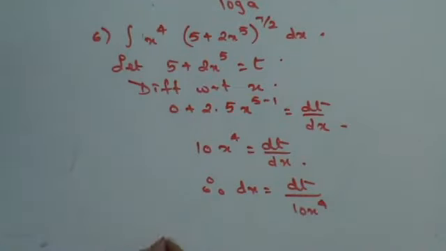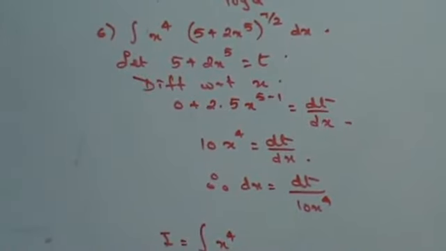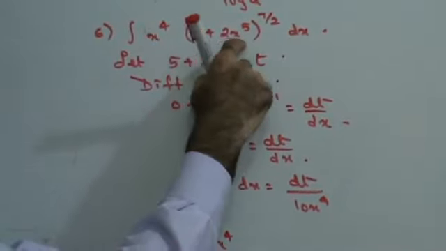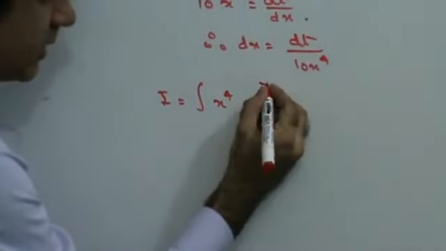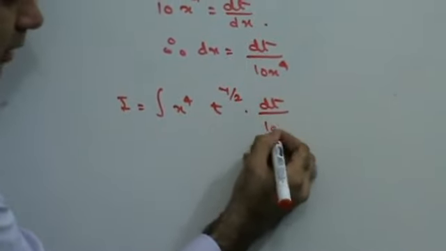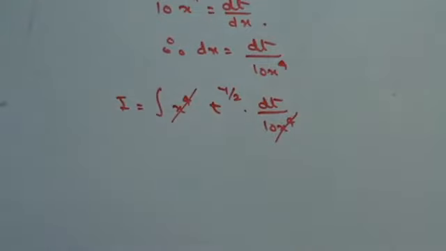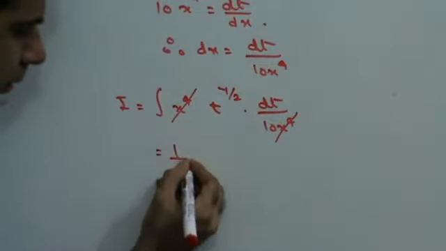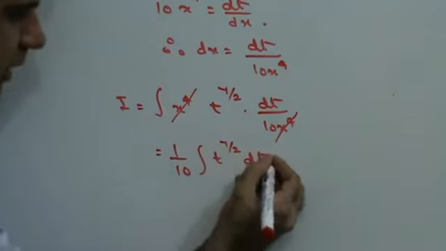Let's start with the sum. I can say I is integral of x raised to 4 times (5 plus 2x raised to 5) the whole raised to 7 by 2. The bracket 5 plus 2x raised to 5 can be written as t, so that is t raised to 7 by 2. dx can be written as dt upon 10x raised to 4. x raised to 4 and x raised to 4 get cancelled. 1 upon 10 is constant. Integral of t raised to 7 by 2 dt.